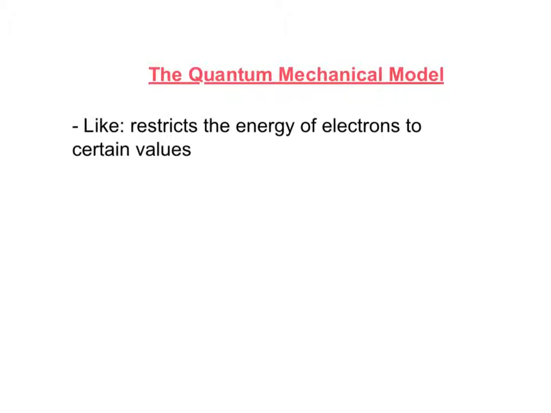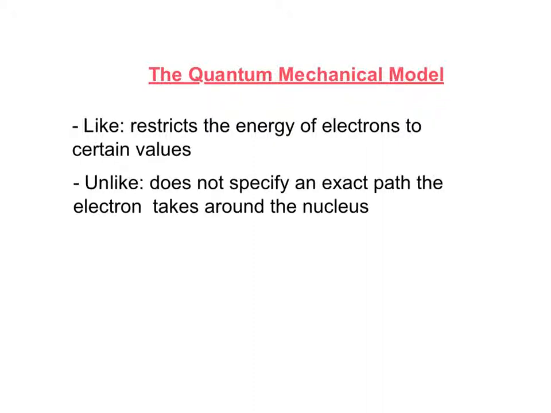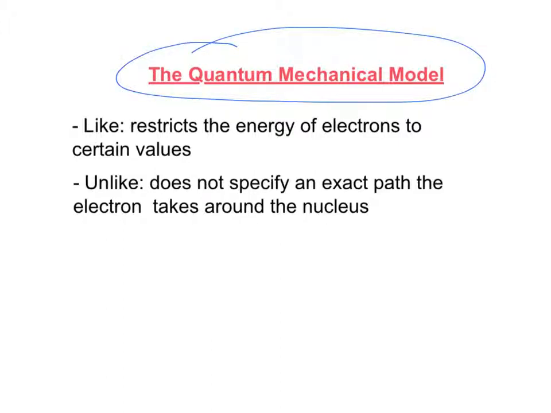Like the Bohr model, the quantum mechanical model of the atom restricts the energy of electrons to certain values. Unlike the Bohr model, however, the quantum mechanical model does not specify an exact path the electron takes around the nucleus. The quantum mechanical model determines the allowed energies that an electron can have and how likely it is to find the electron in various locations around the nucleus of an atom.